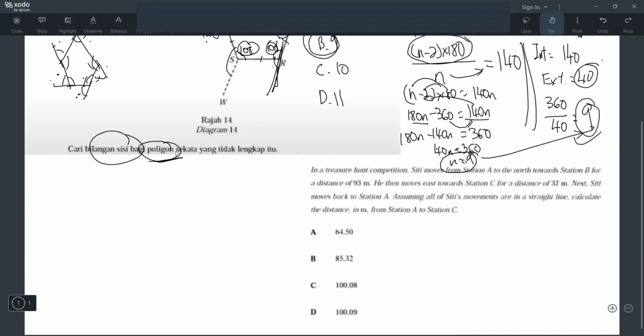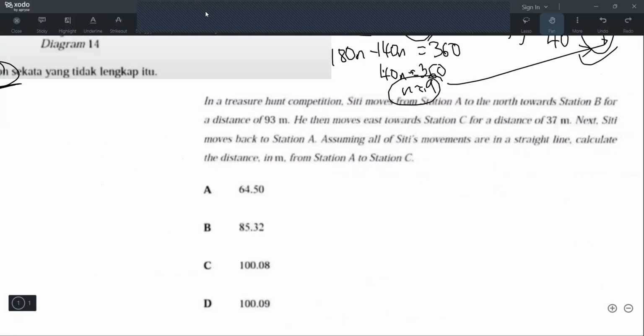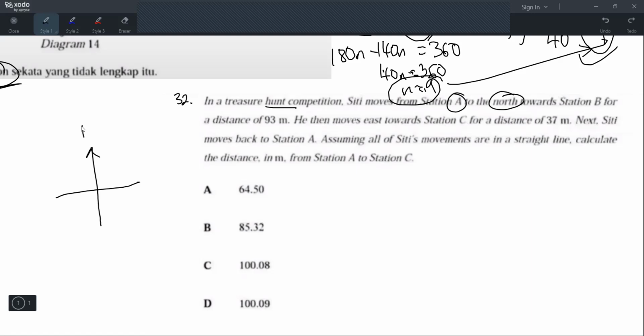Okay, question 32. Let's enlarge it. Question 32. Let's read the question. In a treasure hunt competition, Cathy moved from station A to the north. Okay, let's talk about the direction. So this is north, this is south, this is east, this is west. In Bahasa Melayu, utara, selatan, timur, barat.